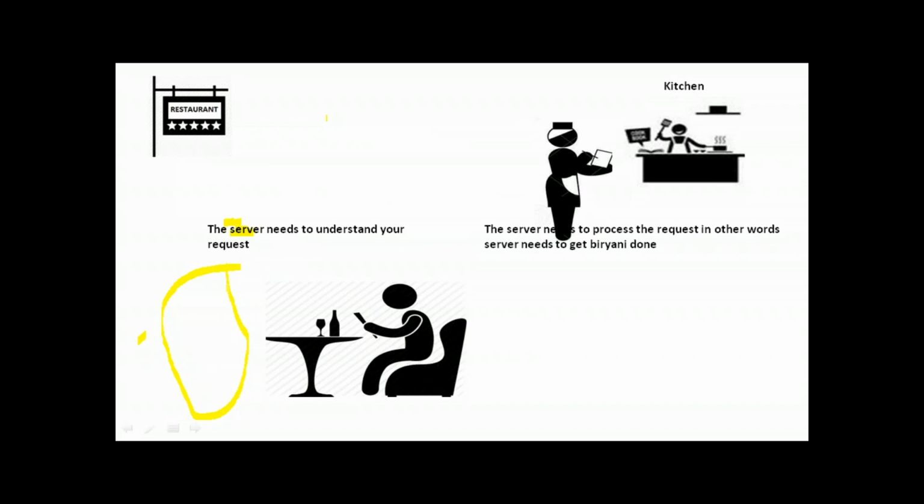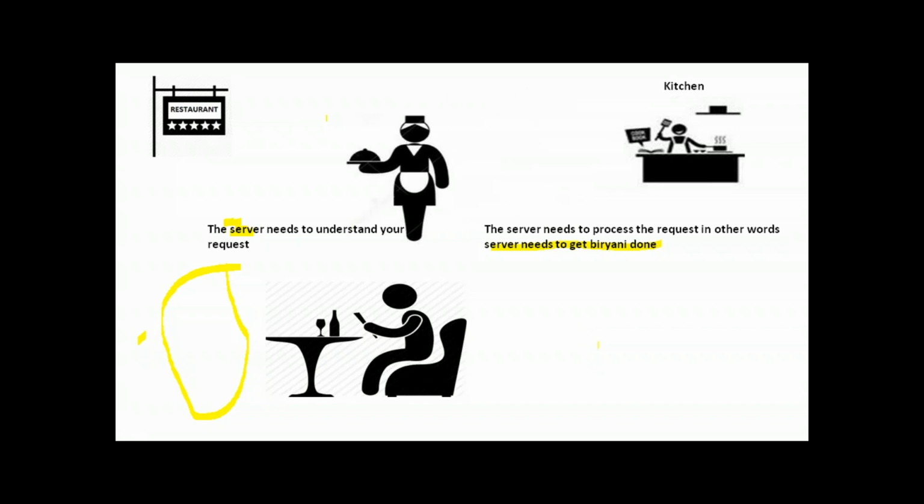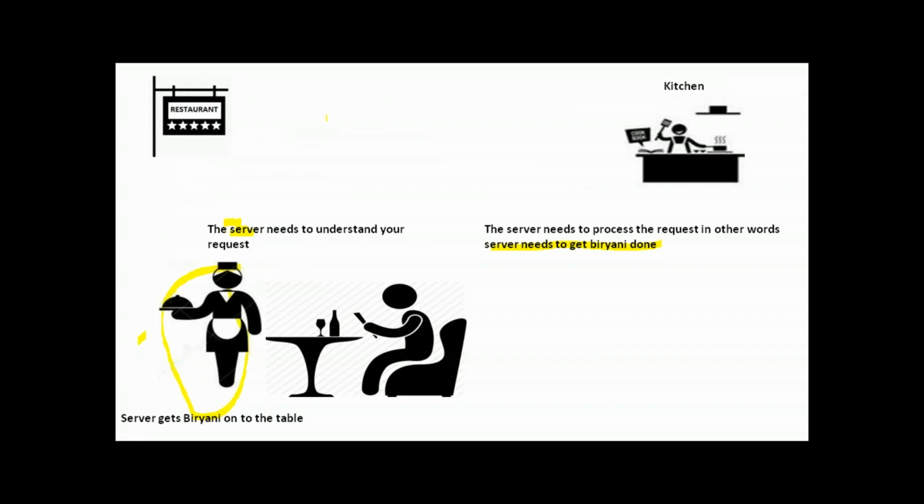Now she needs to process the request. In other words, the server needs to get the biryani done, right? So she has to go to the kitchen, give the order, and make sure the biryani is done. That's what processing the request is. What was the request? That I wanted biryani. She understood that, and then she has to process it, which means getting the biryani done. And once the processing is done, she needs to get the biryani onto the table.